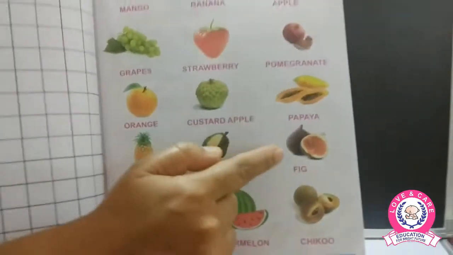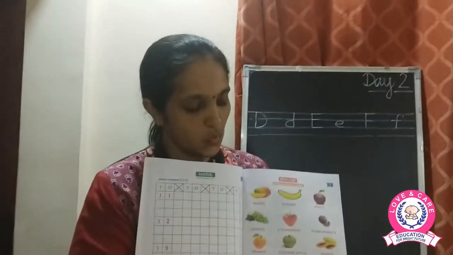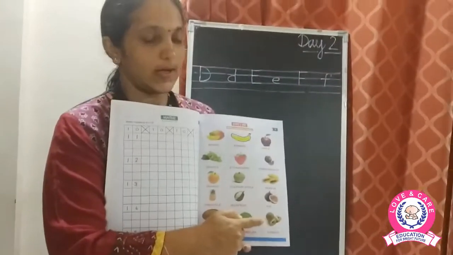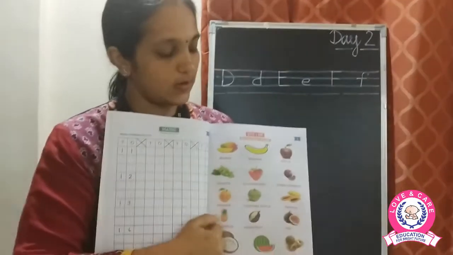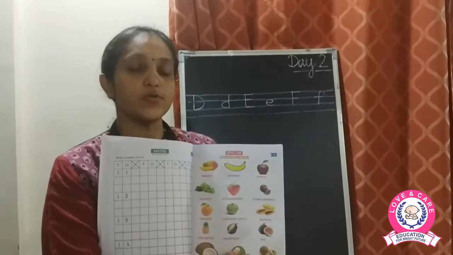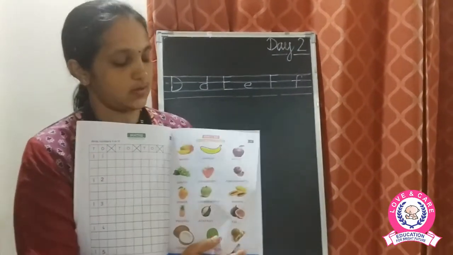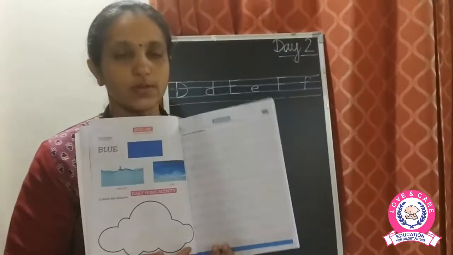Jackfruit, fig, coconut, watermelon, and chiku. So we have learned here so many new fruits. So you have to look at the picture and you have to recognize the fruits. Okay children, now moving on to the next page.